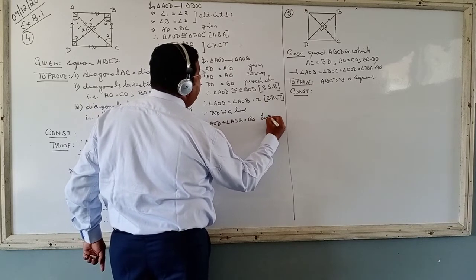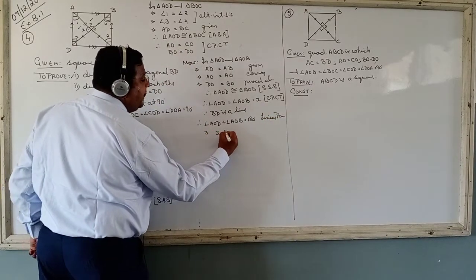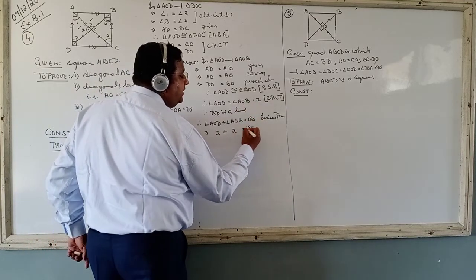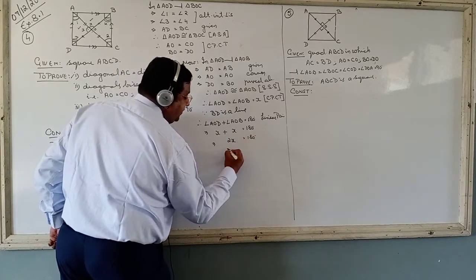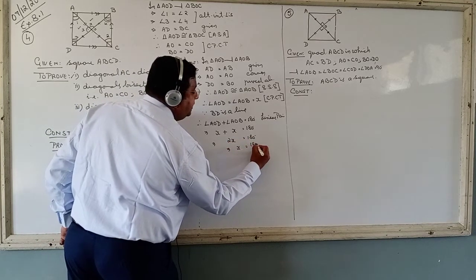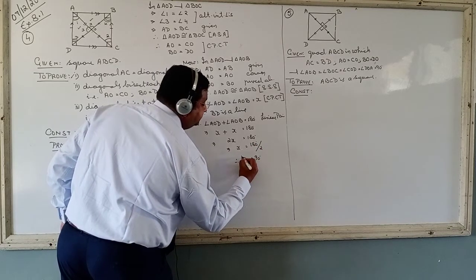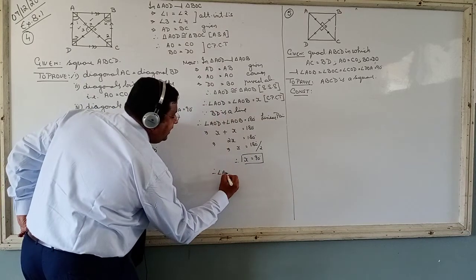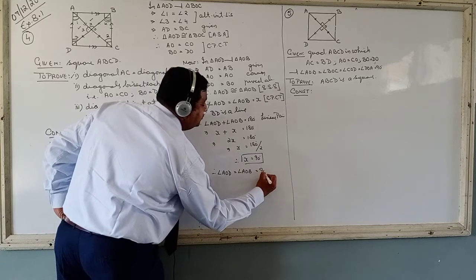Reason? Linear pair. AOD is how much? X. AOB is how much? X. X plus X, 2X is equal to 180. So X is equal to 180 by 2. So therefore X is equal to 90. If X is 90, therefore angle AOD equals angle AOB equals 90 degrees.